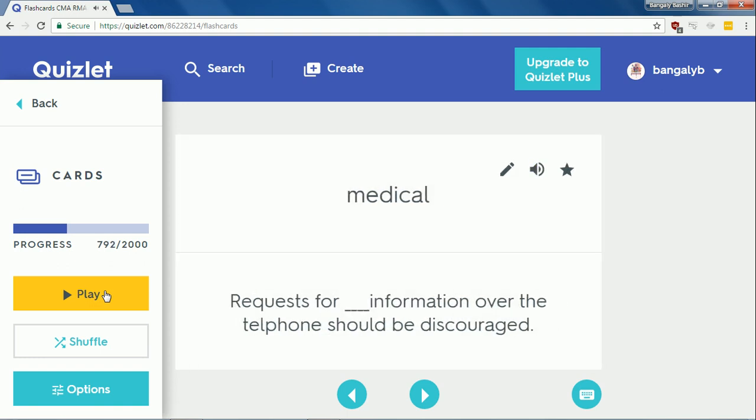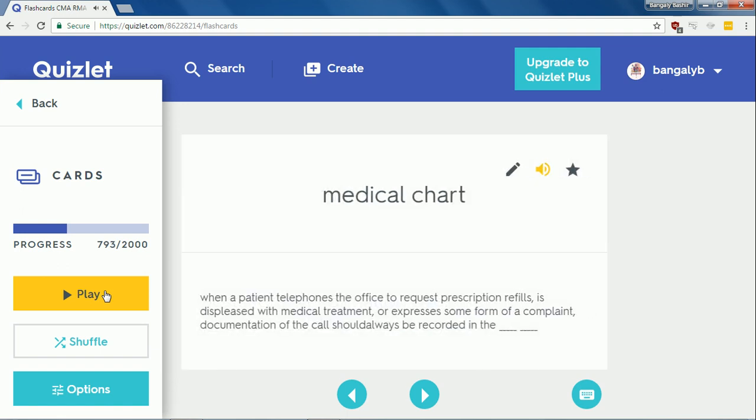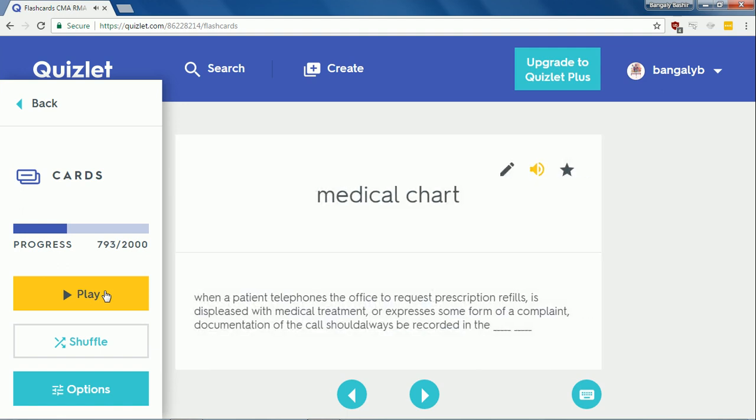Medical. Requests for medical information over the telephone should be discouraged. Medical chart. When a patient telephones the office to request prescription refills, is displeased with medical treatment, or expresses some form of a complaint, documentation of the call should always be recorded in the medical chart.